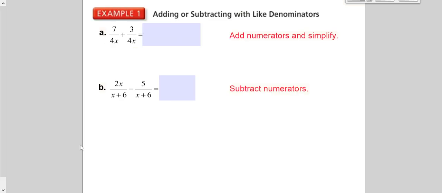Now, let's try it with algebra. 7 over 4x plus 3 over 4x. The denominators are the same, so add the numerators. Keep the denominator the same. 7 plus 3 is 10. 10 over 4x. Well, this would be the answer, except we can simplify. What number divides evenly into 10 and 4? That's right, you can divide them both by 2. So you divide those by 2 and you get 5 over 2x.